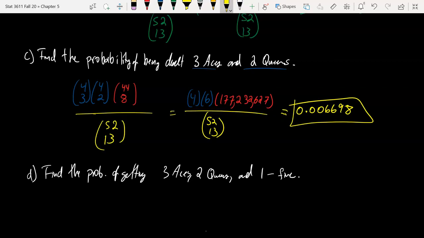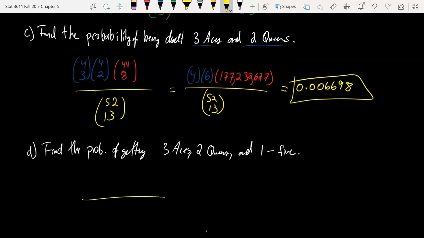All right, so how is this going to extend? So we still have 52 choose 13. So what are our successes here? Out of the aces, there are 4 choose 3 of those. There are queens. There's 4 possible queens. Choose 2 of those. Out of the, let's make this a little more interesting. Let's say 1 five.